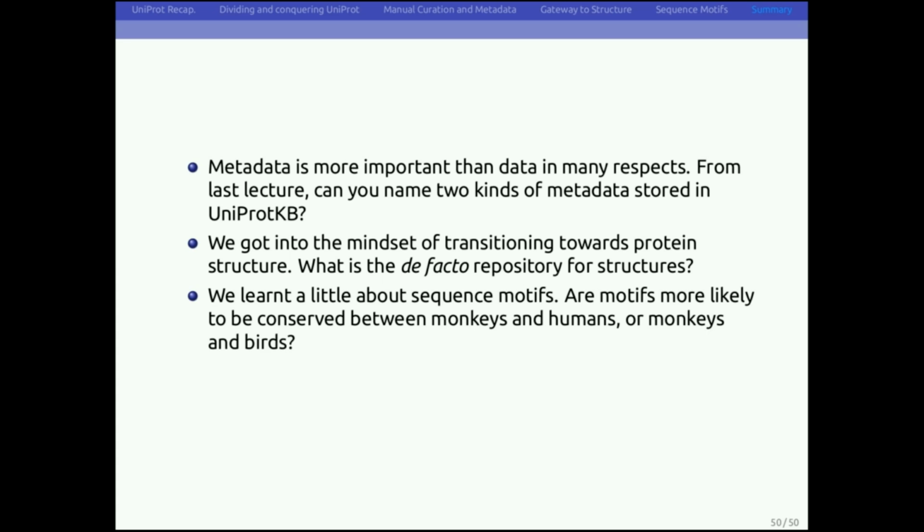And finally, we learned a little bit about sequence motifs. On that note, are sequence motifs more likely to be conserved between monkeys and humans or monkeys and birds? Is this as straightforward a question as you think it is? In some cases, yes, because we know that monkeys and humans are more closely related. And so it's more likely that monkeys and humans will share more common sequence motifs.